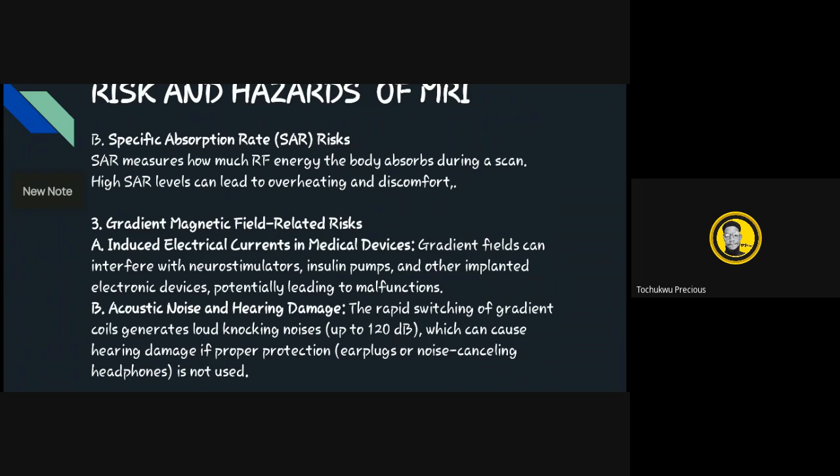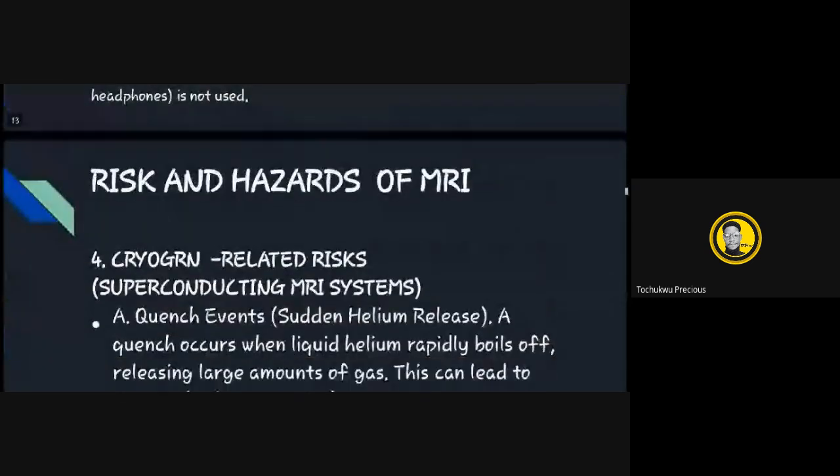Now we have gradient magnetic field related risks. We said induced electrical current in medical devices, just like we have explained before, that these gradient fields can interfere with medical devices and can cause damage and malfunction. Also, the gradient field can cause acoustic noise and hearing damage. The switching of gradients generates a very loud knocking noise of up to about 120 decibels. This can cause hearing damage if proper protection is not used.